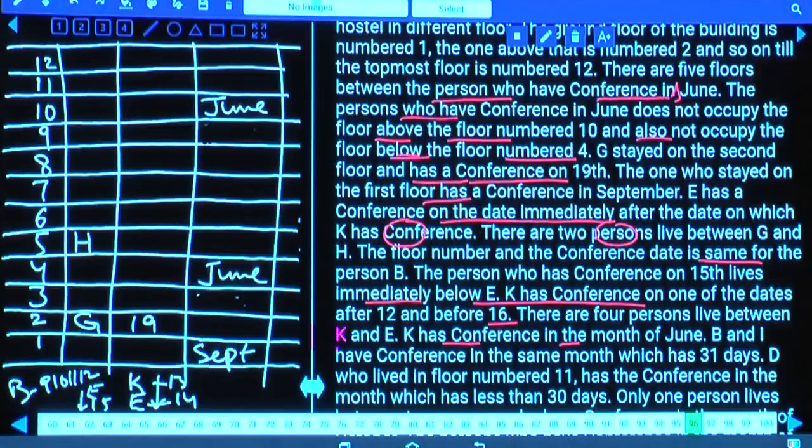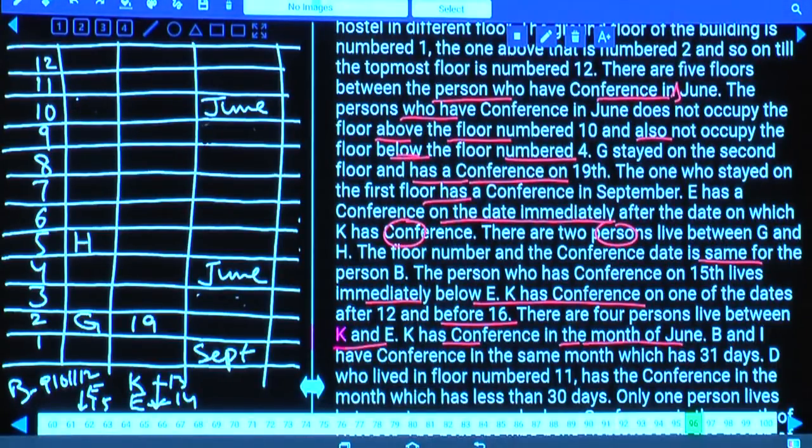Then next one. K has a conference on one of the dates after 12 and before 16. There are 4 persons between K and E. As there are 4 persons between K and E, and K has a conference in the month of June, clearly given. If K is here, and 4 persons between K and E, then H must be in the same place, which is not possible, which implies that K cannot be at this place. As K cannot be here, where should this K be?